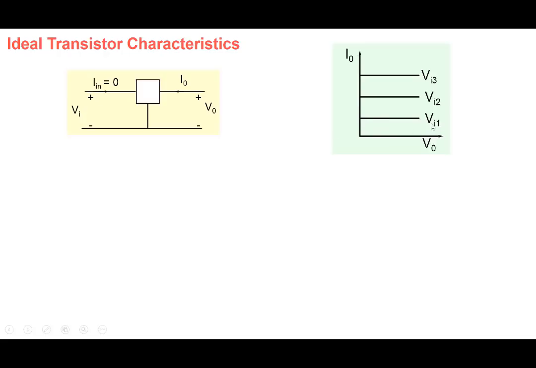So for one value of VI, the current is here. For another value, the current is here. For another value, the current is here. And in fact, we can plot I0 versus VI, and I0 versus VI is linear, right? So this is the nature of this particular element. Input current is 0. Output current does not depend on V0, but output current is sensitive to VI.